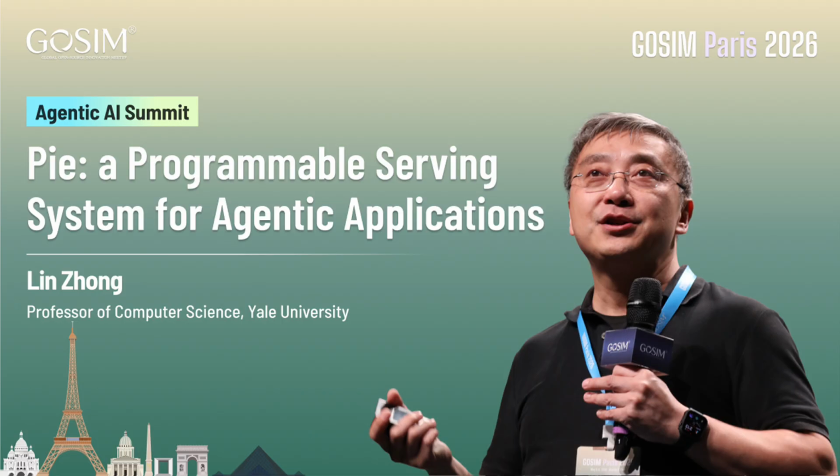Pi is a programmable large language model service system. It's open source, Apache 2.0 license. You can go to pi-project.org, check it out right now. I will basically take you on a guided tour through Pi and how to use it.